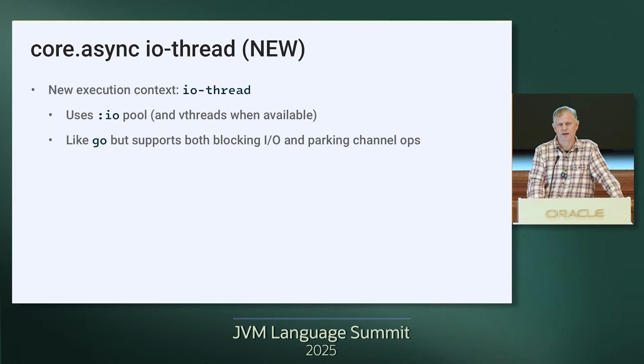We've also added a new execution context called I/O thread that explicitly allows us to use our new I/O pool of executor pool, and that will be bound to virtual threads when available. So it's sort of like Go, but it also supports blocking I/O and continues to do parking channel operations as before.